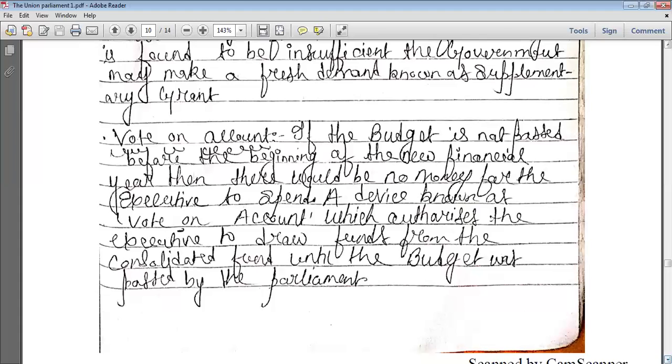And if there would be no money for the executive to spend, then a device was used known as vote on account, which authorized the executive to draw funds from the consolidated fund until the budget was passed by the parliament.